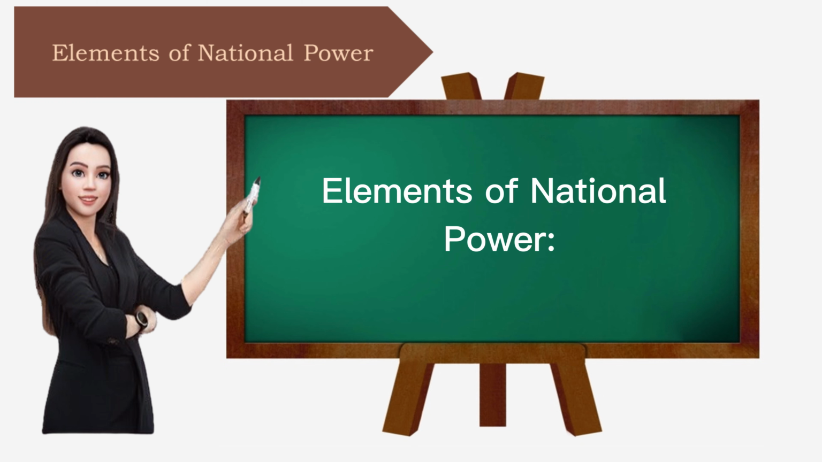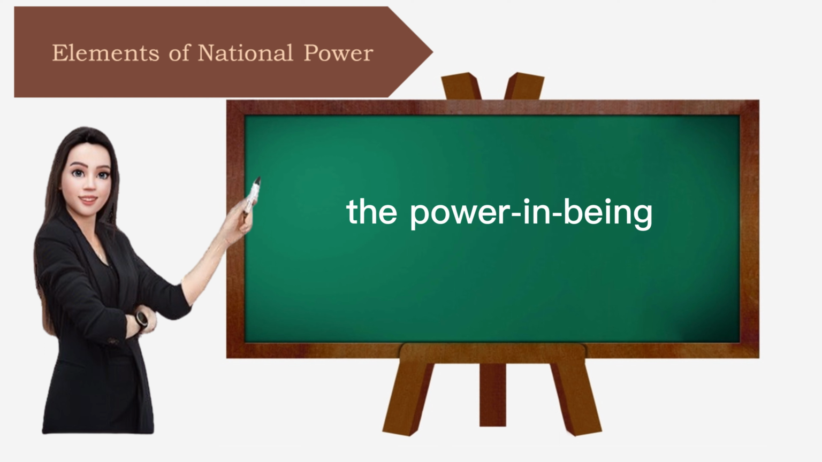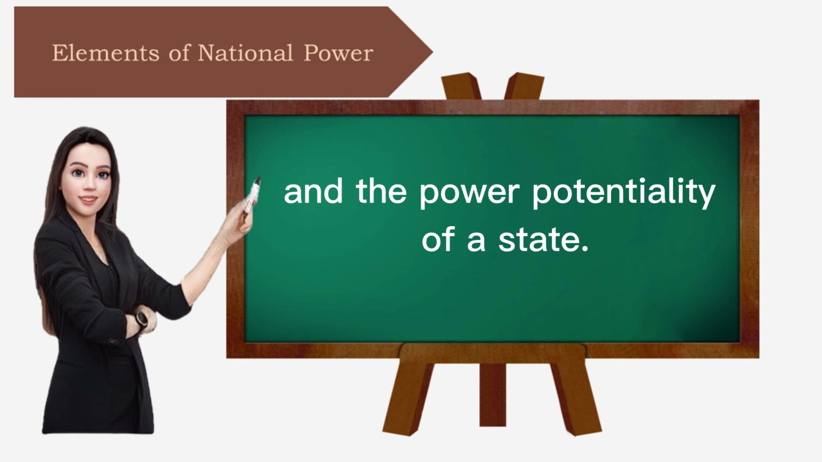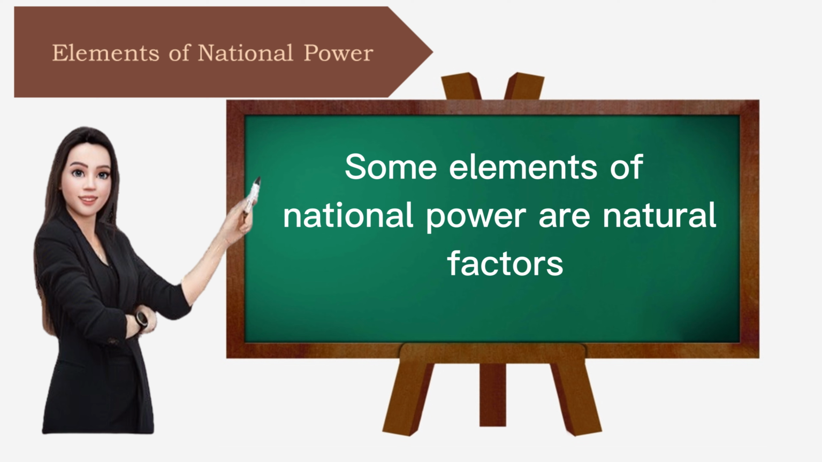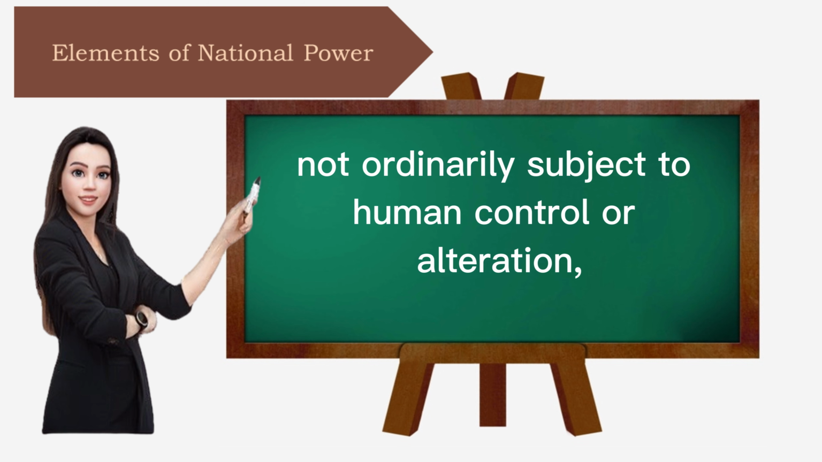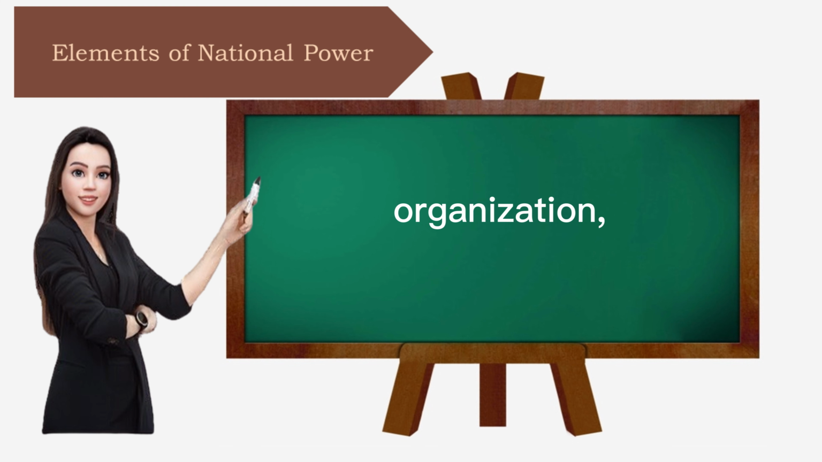Elements of national power. The factors that collectively constitute the power in being and the power potentiality of a state. Some elements of national power are natural factors, not ordinarily subject to human control or alteration, while others are variables that depend on human impulses, organization, and capacities.